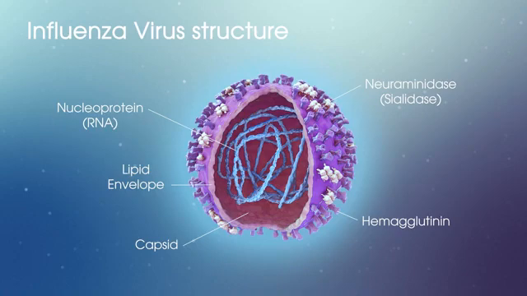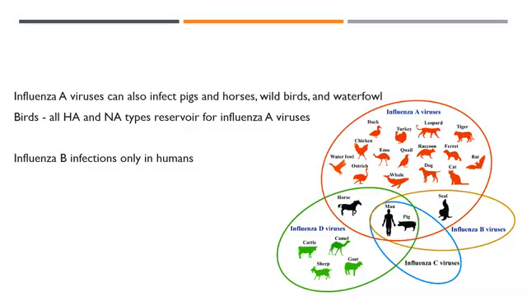So here's the influenza virus structure. Here's the nucleoprotein, which is RNA. It's got an envelope, which is right here. It's got the capsid, which is over here. And then here are the surface proteins, neuraminidase and hemagglutinin. I think they're representing hemagglutinin by purple here and neuraminidase by white. That's less important, but just do know those.